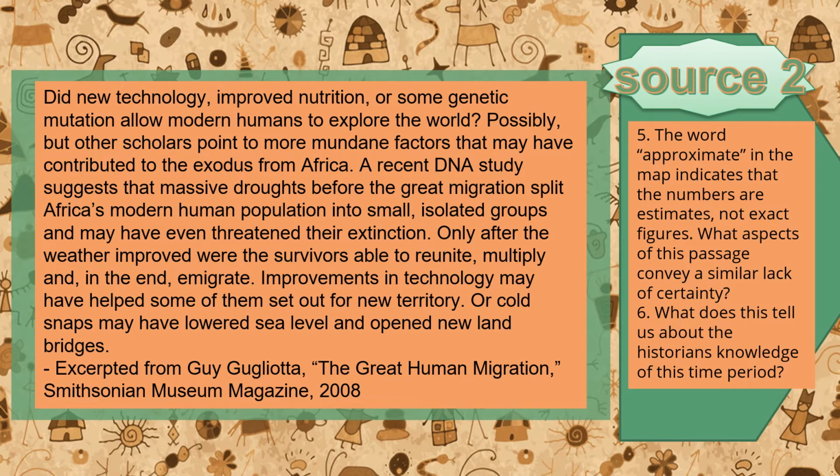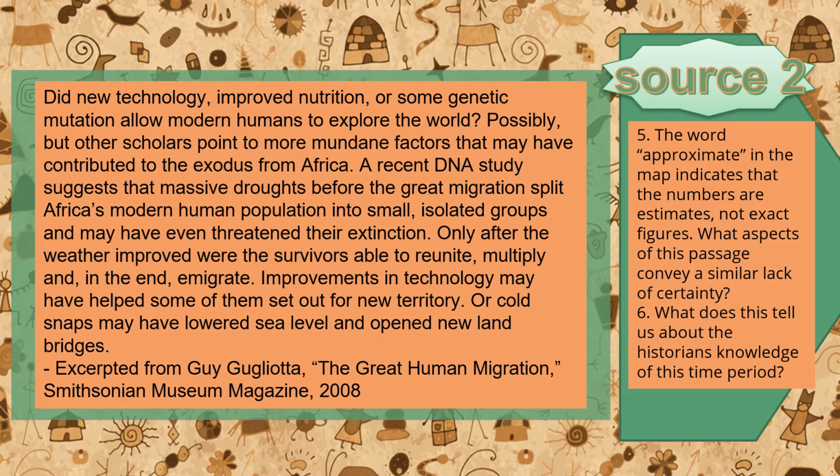All right, for source 2, I'm going to go ahead and read this, or you can just pause it and read it yourself. It says, did new technology, improved nutrition, or some genetic mutation allow modern humans to explore the world? Possibly, but other scholars point to more mundane factors that may have contributed to the exodus, that means a mass amount of people leaving Africa. A recent DNA study suggests that massive droughts before the Great Migration split Africa's modern human population into small, isolated groups and may have even threatened their extinction. Only after the weather improved were the survivors able to reunite, multiply, and in the end, emigrate.